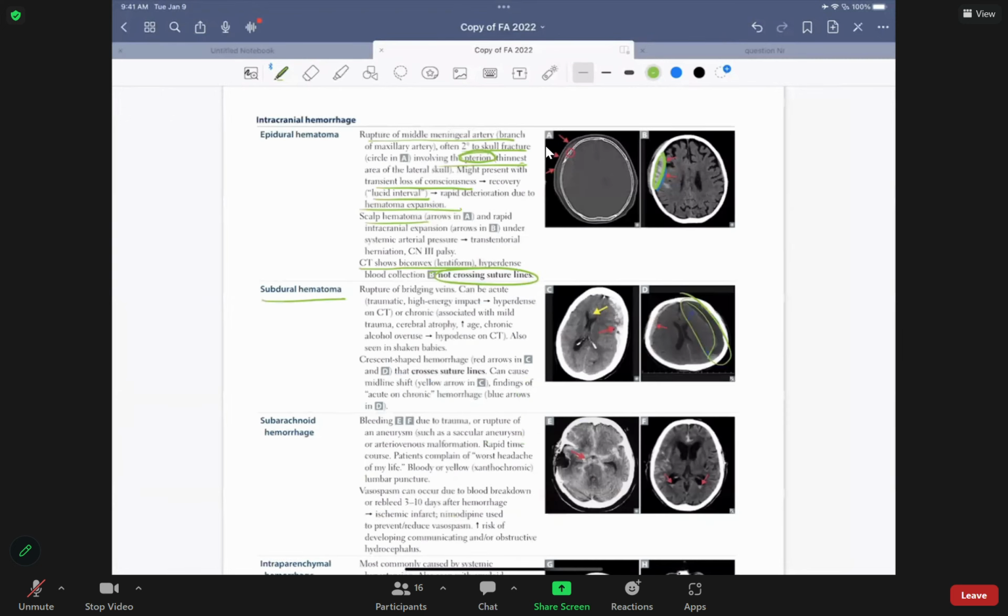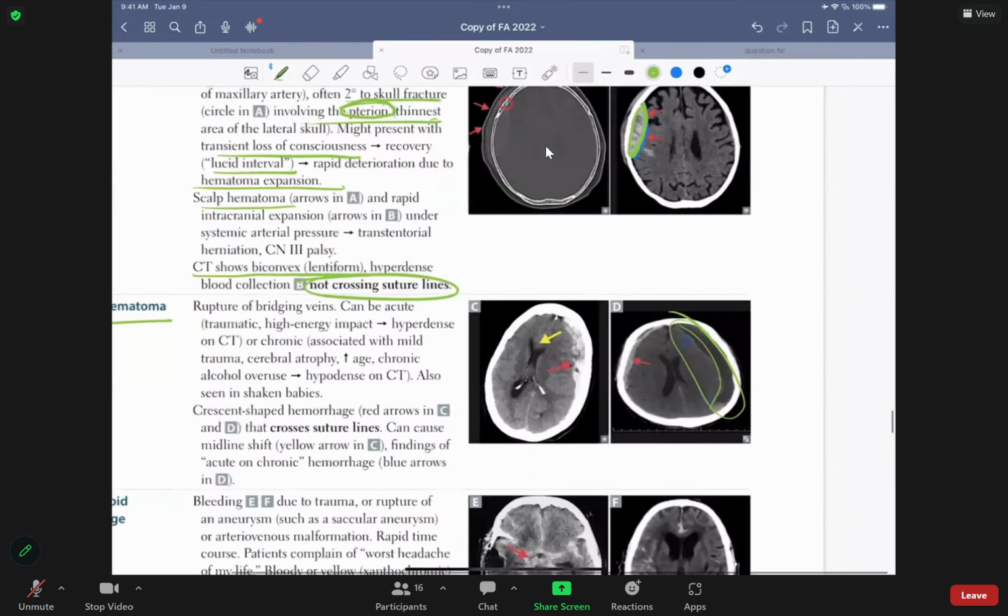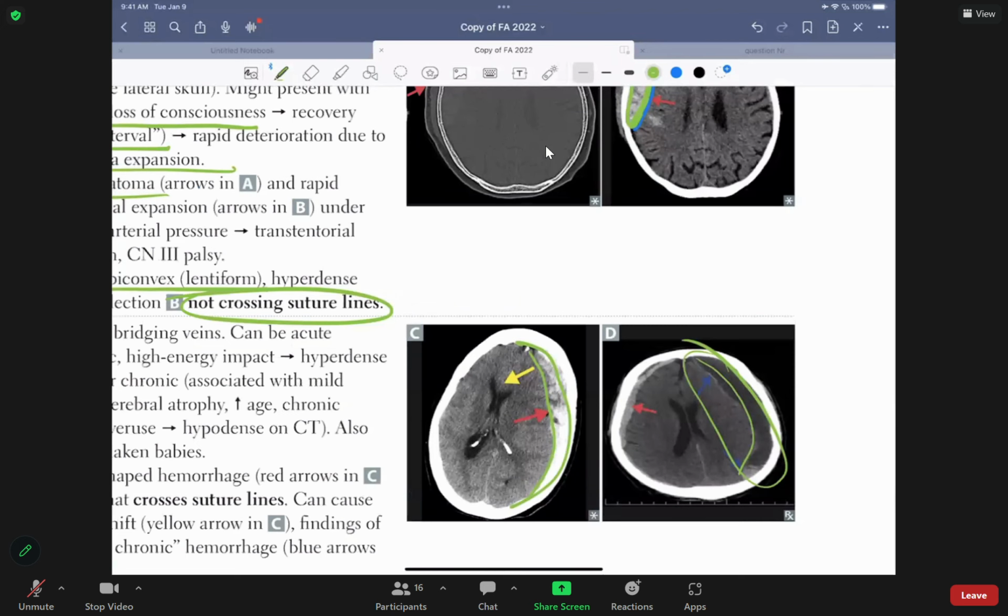That's called subdural hematoma. How hard is it to differentiate subdural from epidural from a picture? It shouldn't be. Look at that, guys. The entire side, even here, the entire side, because there is no suture line. They cross the suture line, they go everywhere, okay?